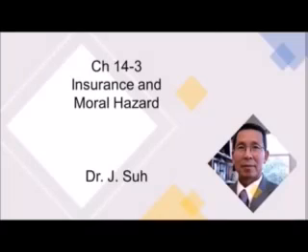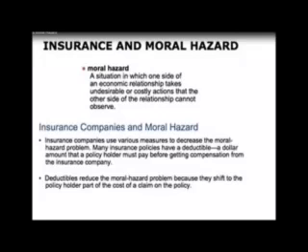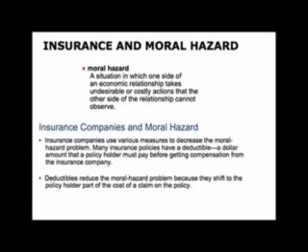Another issue that comes up in asymmetric information markets is moral hazard. Moral hazard is a situation in which one side of a market or one side of an economic relationship takes undesirable or costly actions that the other side of the relationship cannot observe. We're going to talk about some examples to make this a little more illustrative.